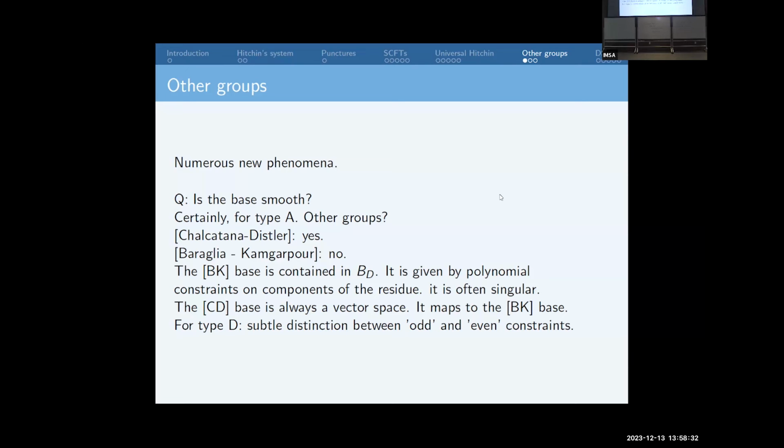Okay? So question, is the base smooth? Well, for type A, it certainly is. But what about other groups? So my collaborator and student wrote a bunch of papers where they showed the answer is yes. While Borrell and Cameron Couture have a paper where they showed the answer is no. So obviously they are answering slightly different questions.